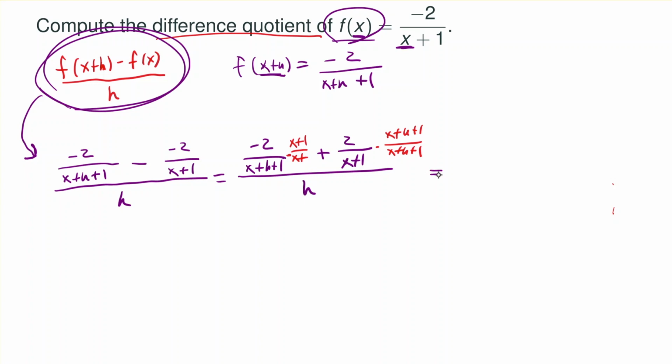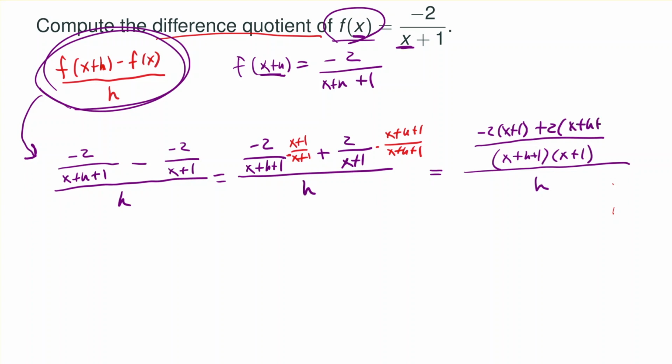So let's do this in the next line. Now we have a long fraction with h in the bottom. But in here, the denominator is just x plus h plus 1 multiplied by x plus 1. This is the common denominator now, therefore we only need to write it once. So in the numerator, we have negative 2 times x plus 1, plus 2 times x plus h plus 1, like this.